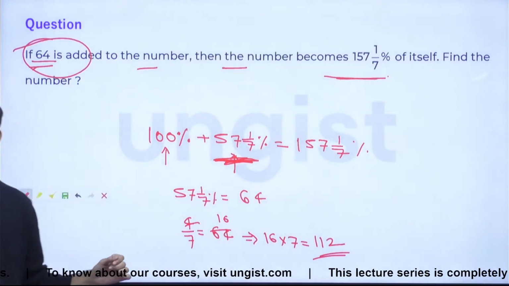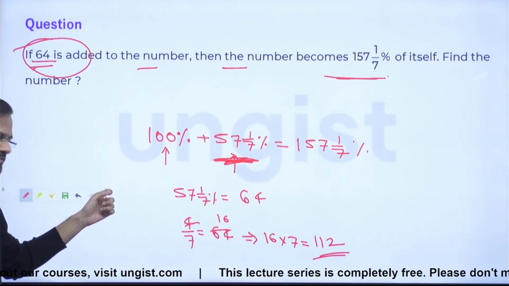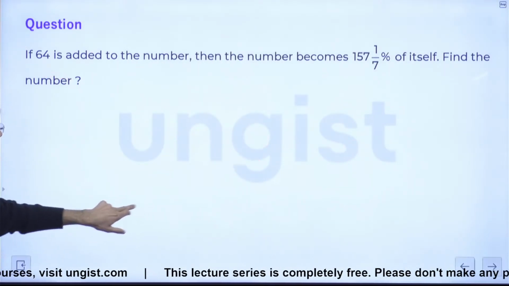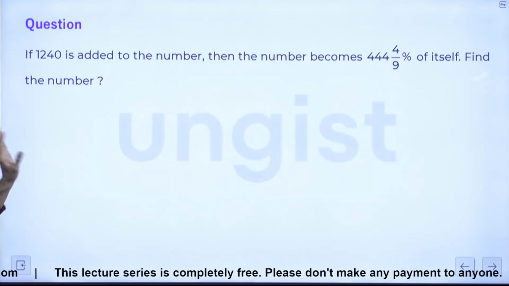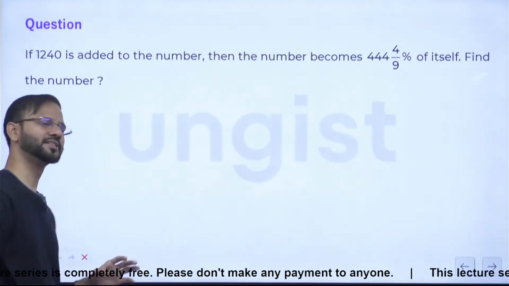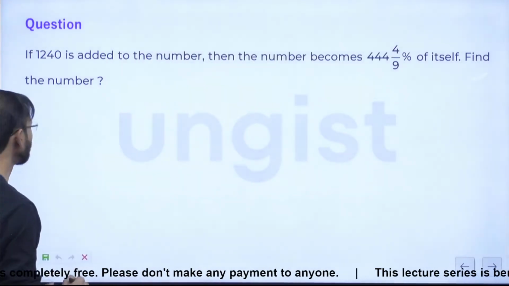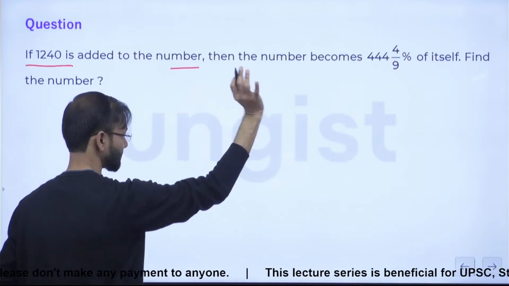सो गाइस, नाउ लेट्स टॉक अबाउट द नेक्स्ट क्वेश्चन. मैं हटाऊं से? लेट्स टॉक अबाउट द नेक्स्ट क्वेश्चन. अच्छा रुक जाइए, थोड़ा सा ज्यादा हो गया. मुझे बताइए व्हाट इज बीइंग एडेड हियर, राइट? सो जस्ट थिंक ऑन इट. सबसे पहले क्वेश्चन इज सेइंग इफ 1240 is added to the number, then it becomes this much percent of itself.